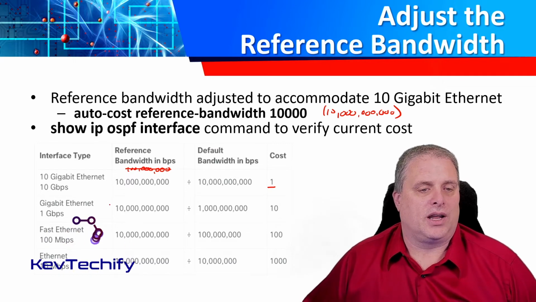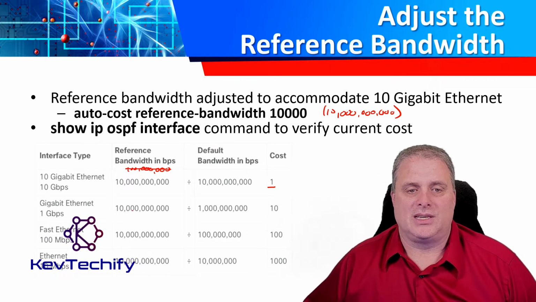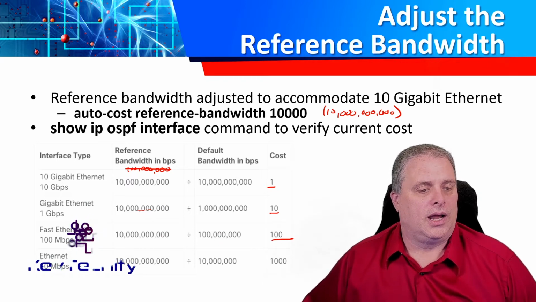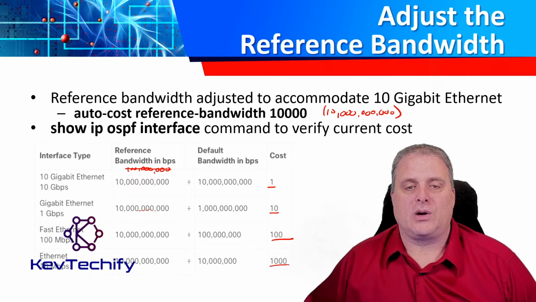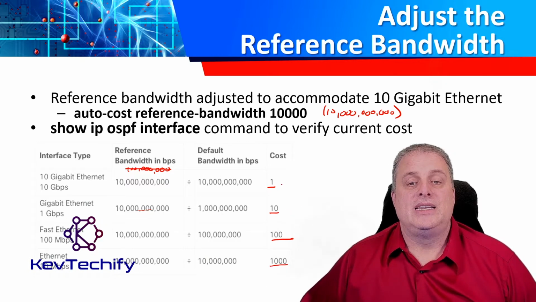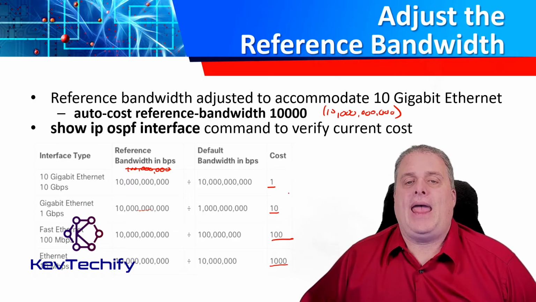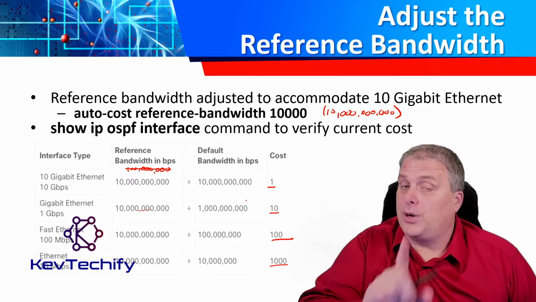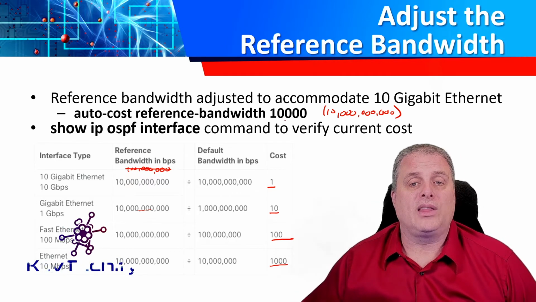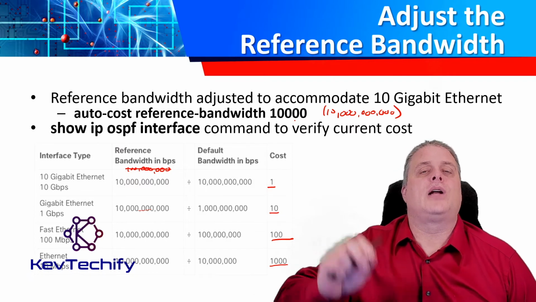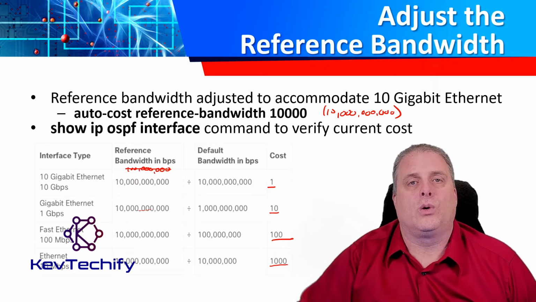For a gigabit Ethernet connection, our reference bandwidth, once again, is 10 billion divided by a billion. That gives us a cost of 10. Fast Ethernet, 10 billion divided by 100 million, that's 100. And then for Ethernet, 10 billion divided by 10,000, that's a cost of 1,000. Now, each one of these different connections with different speeds has a different cost. Key point to remember, though, is if you do this auto cost reference bandwidth on one device, you need to do it on all of the devices in your OSPF network.